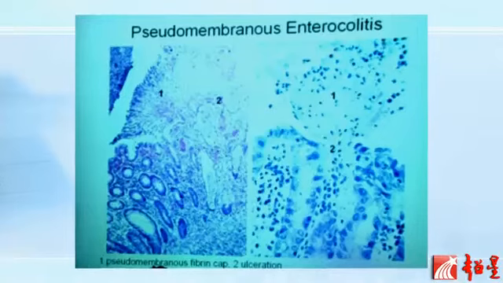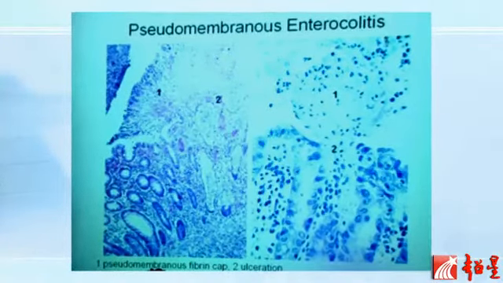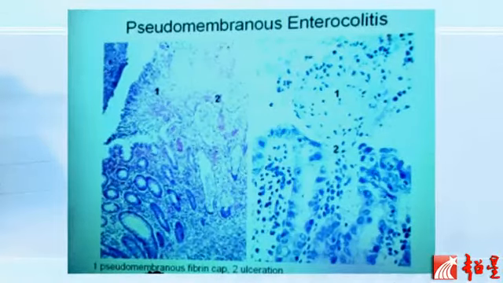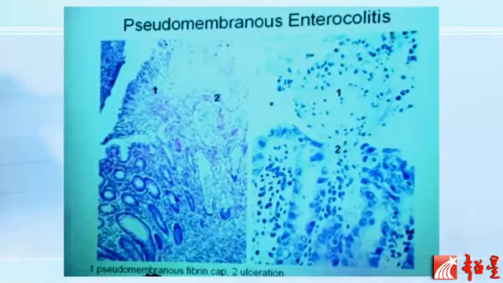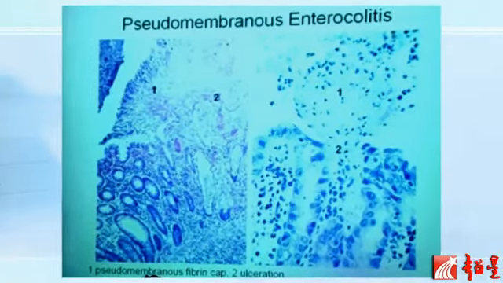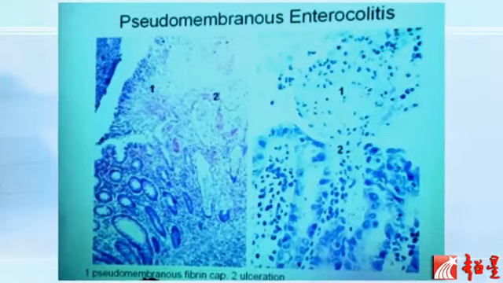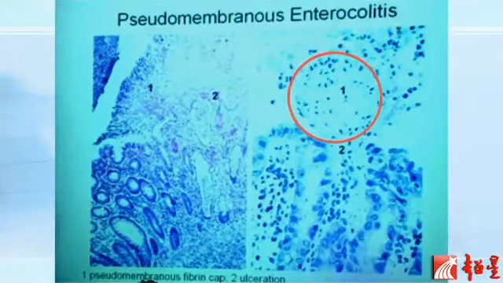This picture also shows us necrosis. We can see the fibrin cap, necrosis, and then a pseudomembrane on the surface. And when this membrane is lost, we can see the ulceration. Here also, this is the pseudomembrane. When this membrane is lost, here is the ulceration.